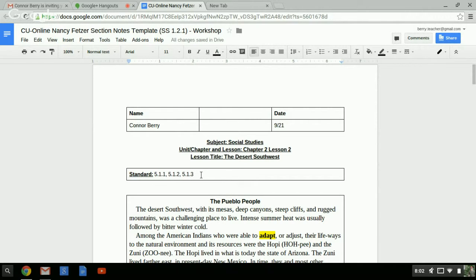Now let's get started with how we do our notes. We have our standards, and we'll go back and add the actual wording of those standards later. This is how we're going to be doing our Nancy Fetzer notes. It is going to be very spatial. That style of writing and note-taking is very spatial. Some of us may love this, some of us may not like it so much, but we're going to work on it because it's one way of taking notes.